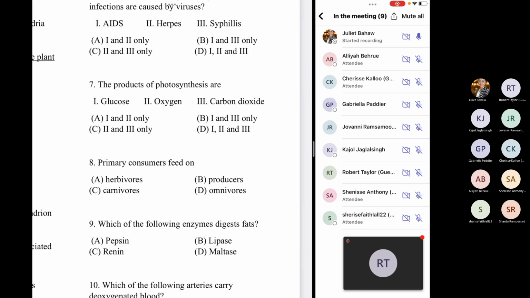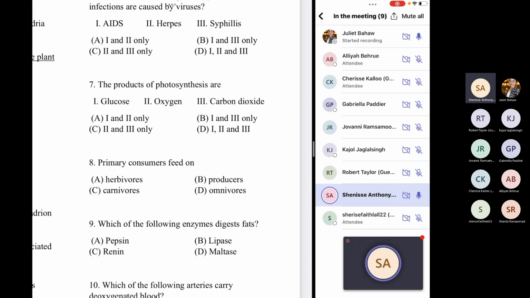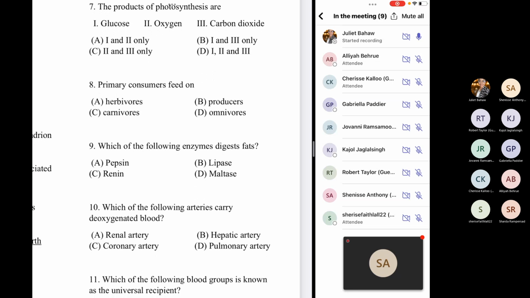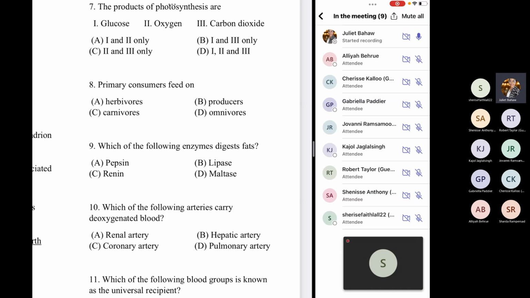All right, Shanice. Anthony. The products of photosynthesis are glucose, oxygen, carbon dioxide. Products, yeah. A. 1 and 2, yes, glucose and oxygen. Cherise. Primary consumers feed on producers. Very good. All right, back on top.